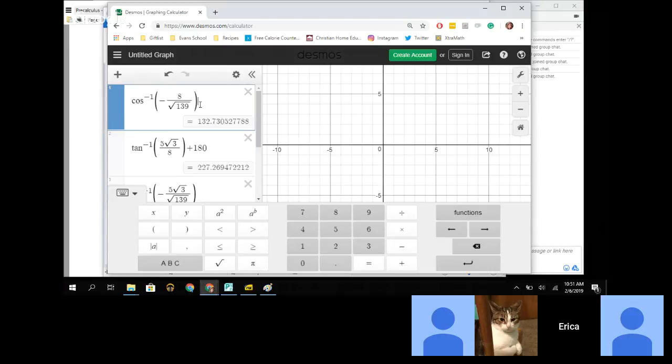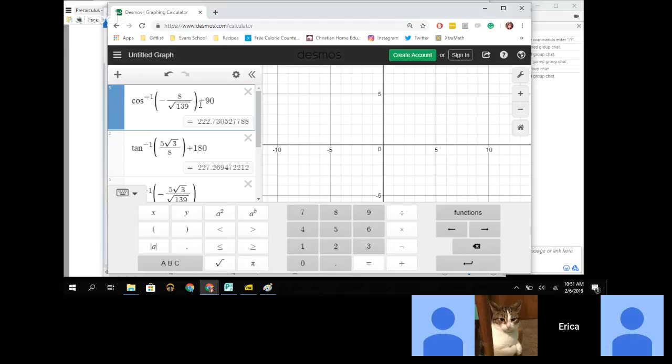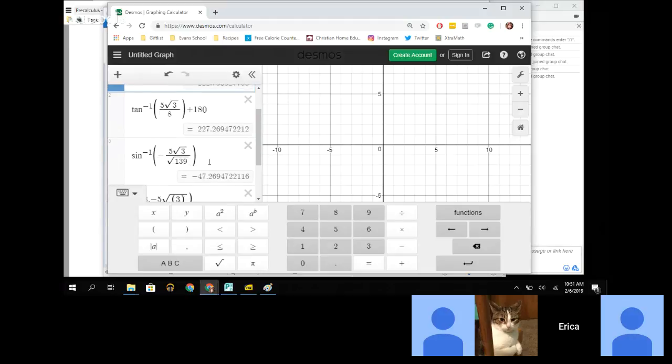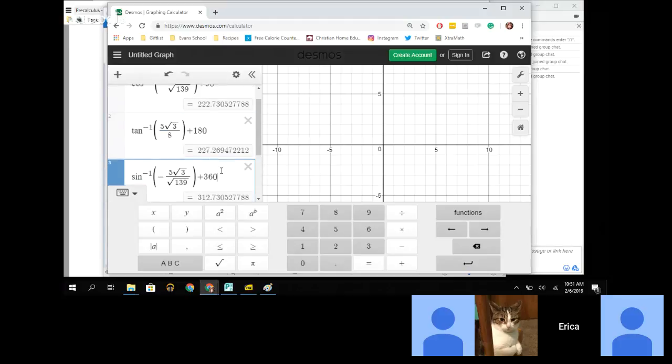In the cosine case, it might be a matter of adding 90. I don't know, did I type something wrong with that? I don't know why that one's off like that. Or in this case, it might be a matter of adding 360 degrees. What is going on with my numbers today?